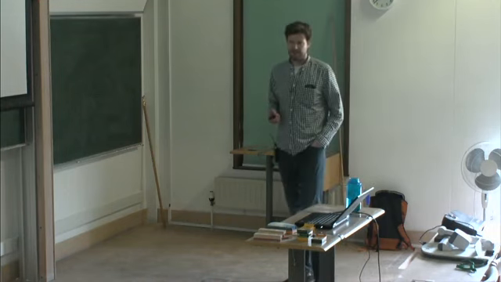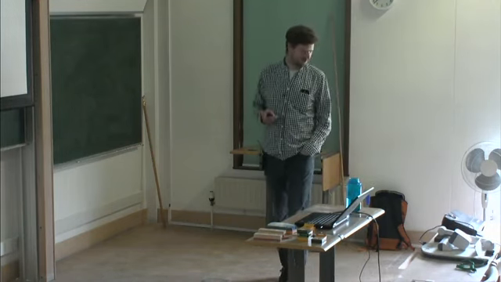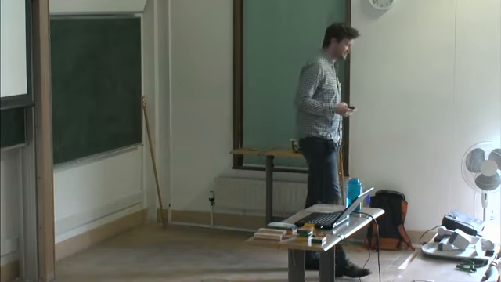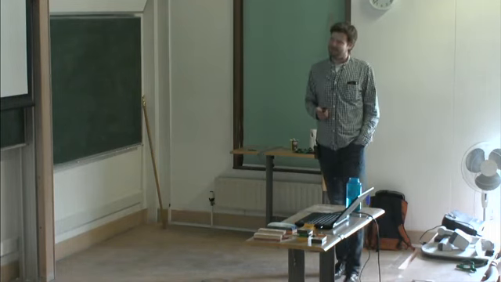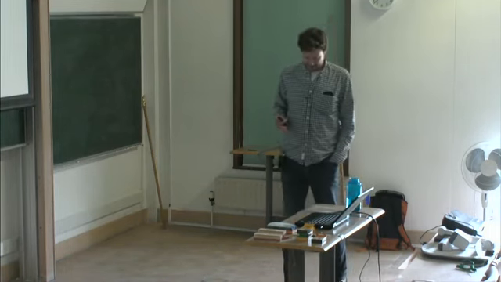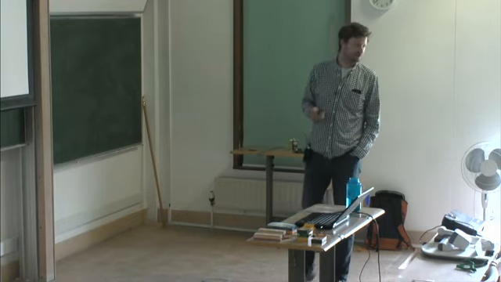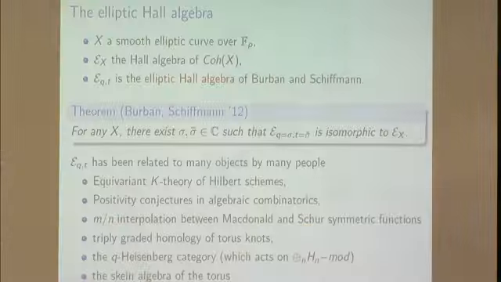So now I'd like to talk about the elliptic Hall algebra. So this is a much less doable computation. In this case, we'll take X to be a smooth elliptic curve over a finite field, and E sub X, I'll write for the Hall algebra of coherent sheaves over this curve. And E_{q,t} is what's called the elliptic Hall algebra.